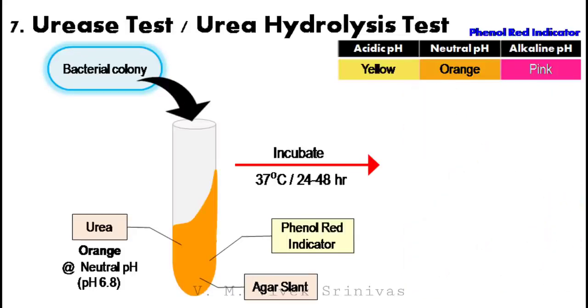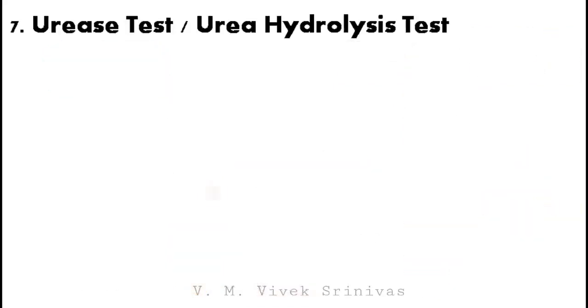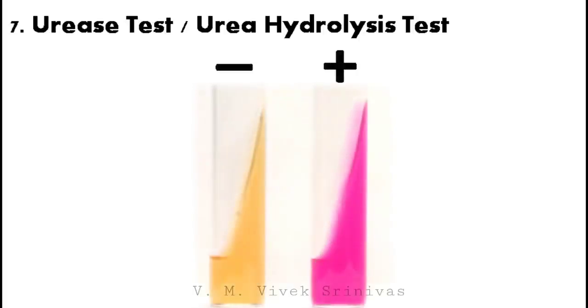In contrast, following incubation, if there is no color change, which indicates the test is negative for the urease test. The example, the E. coli, bacterial organism, negative for the urease test. This is the procedure for the urease test. This is the photograph showing the positive and the negative test result of the urease test.